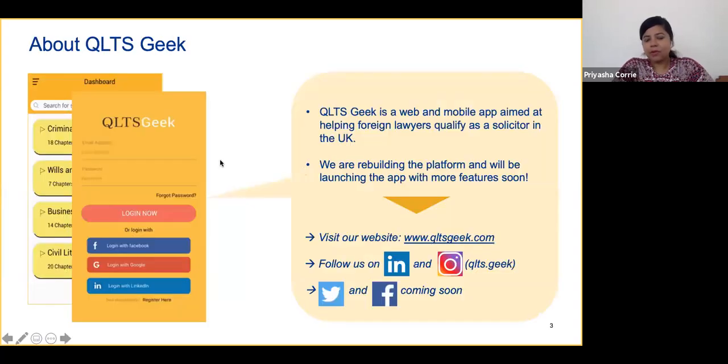A little bit about QLTS Geek. I actually founded QLTS Geek in 2018, and it was a very basic app at that moment. It currently just has flashcards on OSCE subjects. But now we have Asta on board, and we've been working towards upgrading the app and adding a lot more features. So our new website is actually live, and our new app is also going to be live very soon.